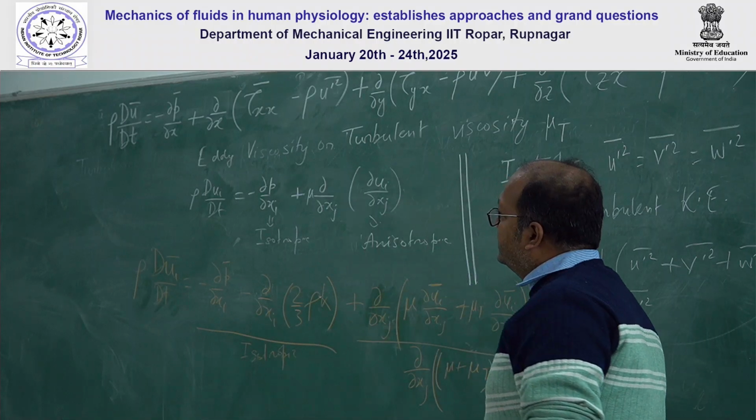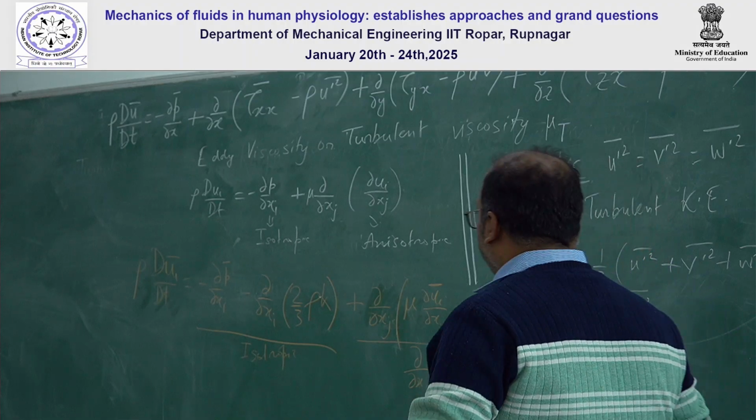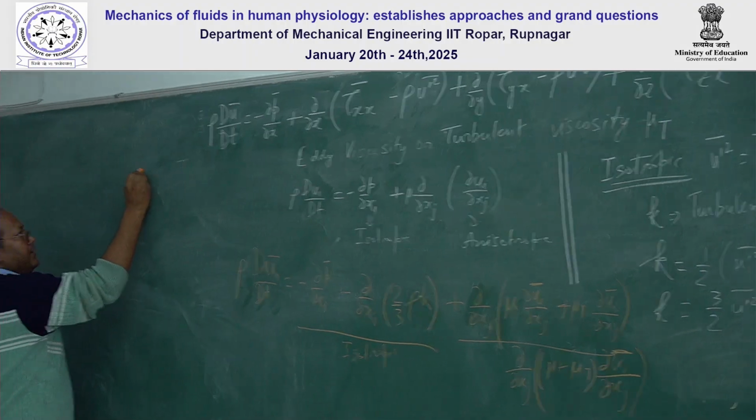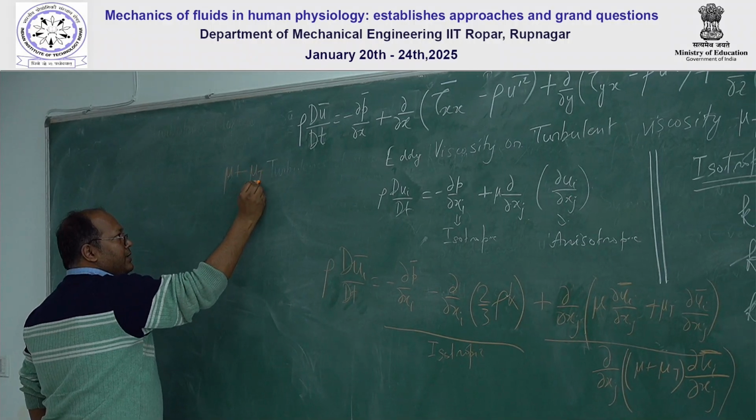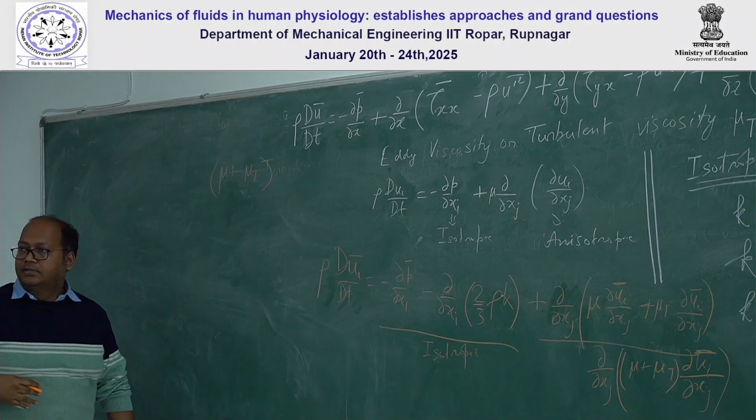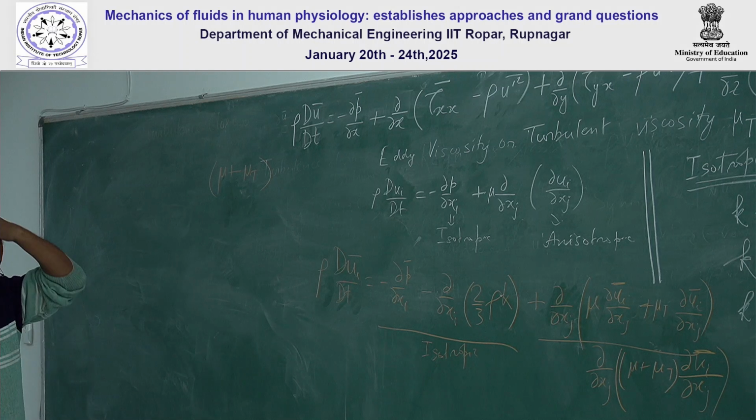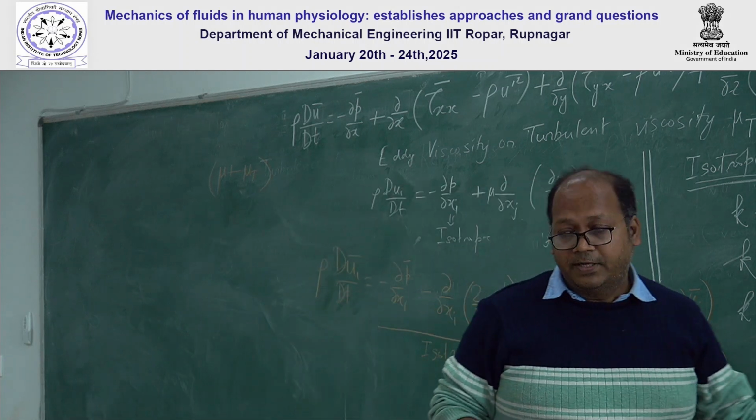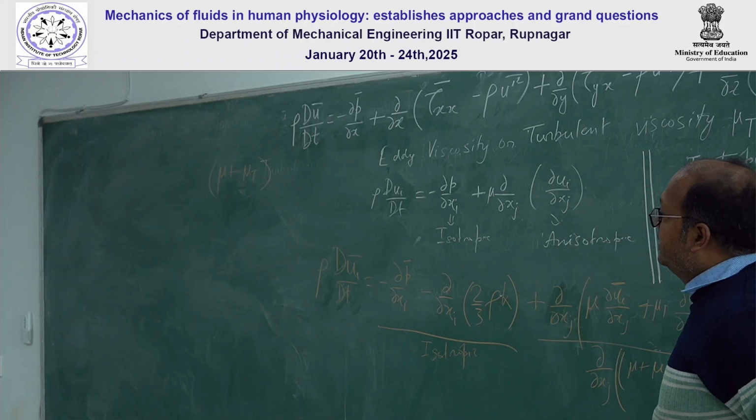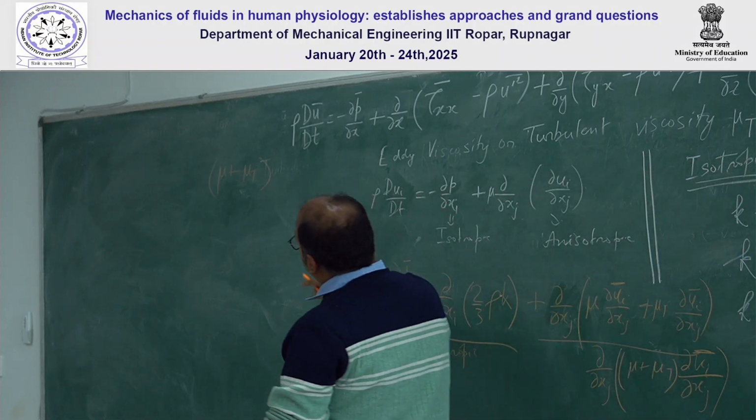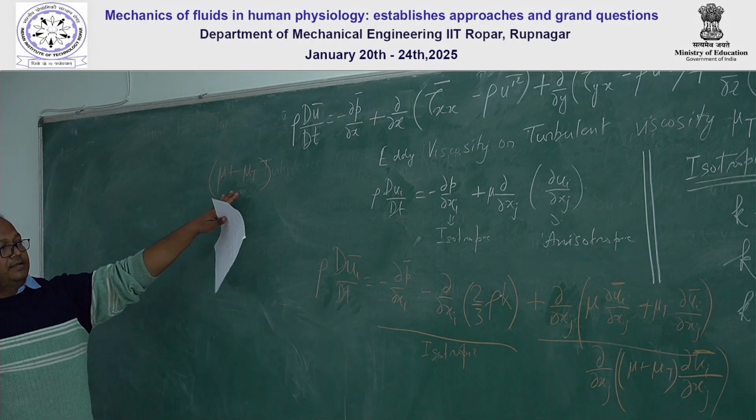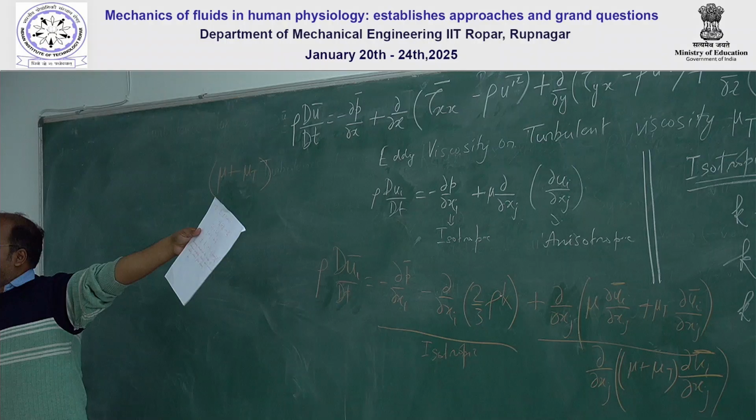So here you can see that mu plus mu turbulent, as if someone is adding up some sort of viscosity to the fluid. So generally, this part is the viscous part, right? As you can see here, due to the introduction of this mu_t, it is as if there is a certain increase in the fluid viscosity.